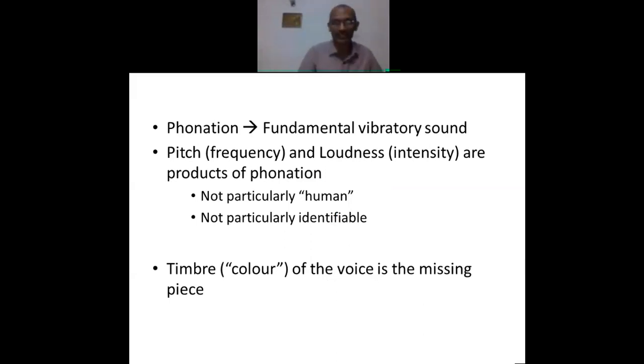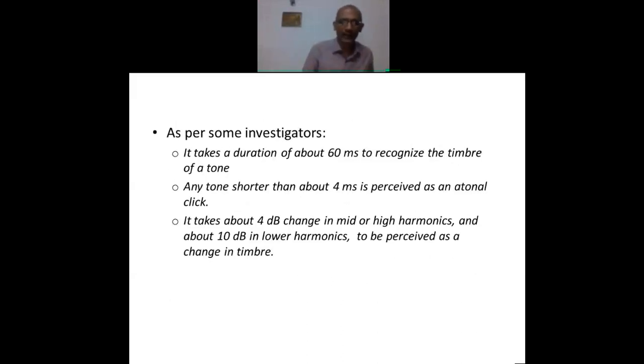Now, the missing piece is the timbre. Somebody has called it the color of the voice. Timbre is what tells us that it's Amitabh Bachchan who's speaking, or, I'm from Kerala, so Yesudas who's singing, or Lata Mangeshkar who's singing. So the timbre of the voice is what gives the identity. And what all creates the timbre? This is something the investigators found: it takes a duration of about 60 milliseconds to recognize the timbre. Any tone shorter than 4 milliseconds, you would perceive as a click. And other things.